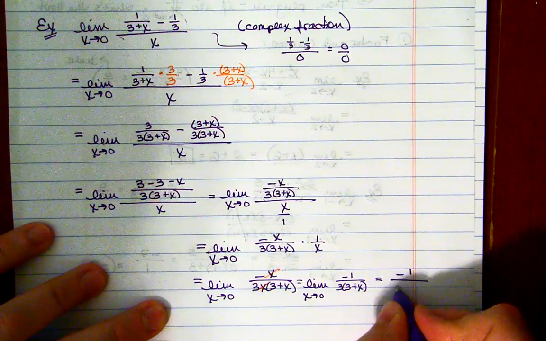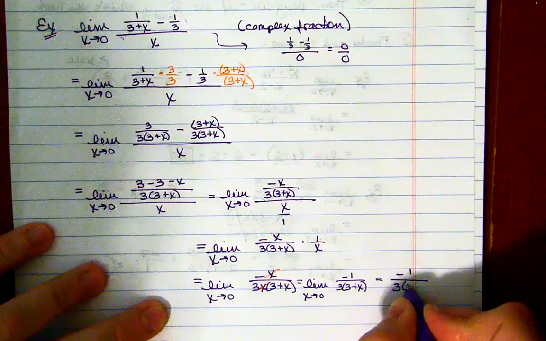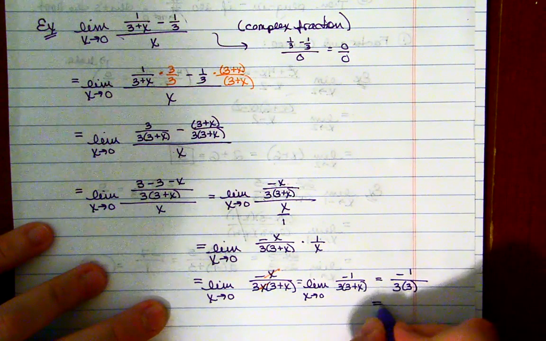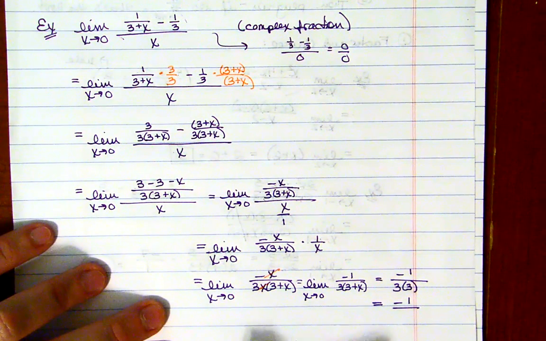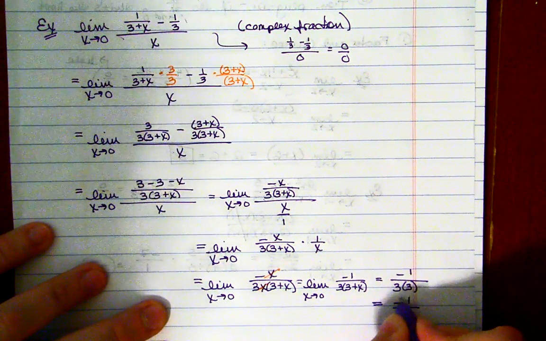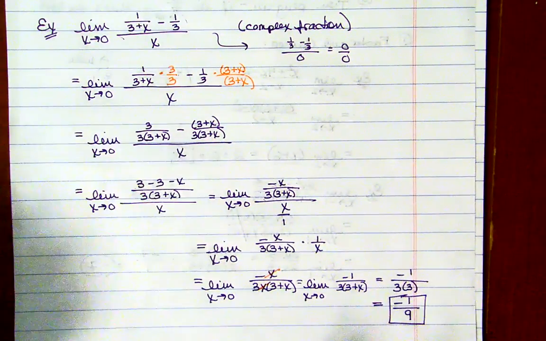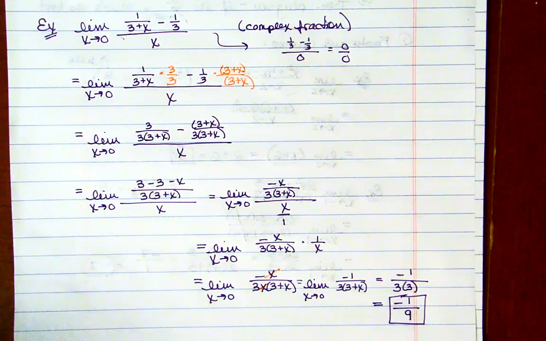And I'm going to get negative 1 over 3 times 3 plus 0, or times 3. Negative 1 over 3 times 3. Do not tell me negative 1 over 6. Please don't say that. Say negative 1 over 9. And we should get negative 1/9 for that one.